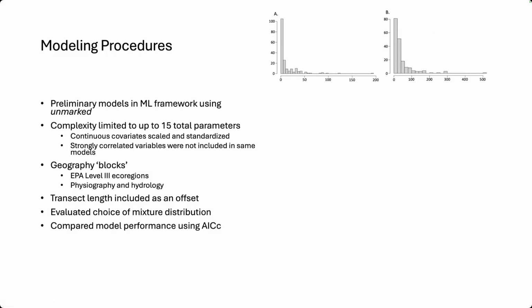So anyway, we presumed that the negative binomial distribution would be the most appropriate mixture, and it was. And of course, we compared all model performances using AIC to figure out which of our series of candidate models contained the most information, or in other words, the best fit given our data.